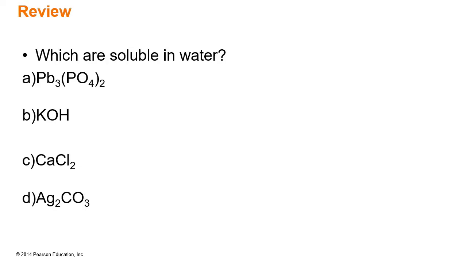For review, pause the video to see if you can determine which are soluble in water and which are insoluble in water. If you said that potassium hydroxide and calcium chloride are soluble, you are correct. Potassium is always soluble no matter what it's attached to, and most chlorides are soluble, and calcium is not an exception. Silver typically is not soluble, and lead-containing compounds are also typically not soluble in water.